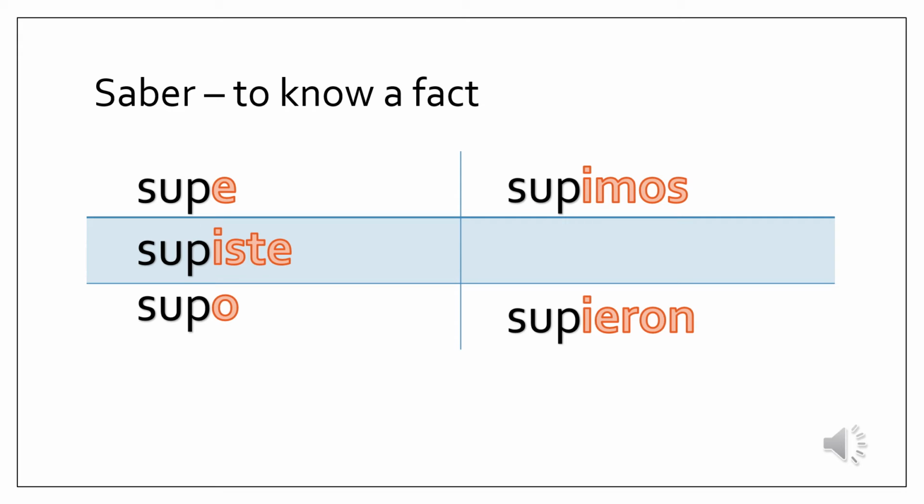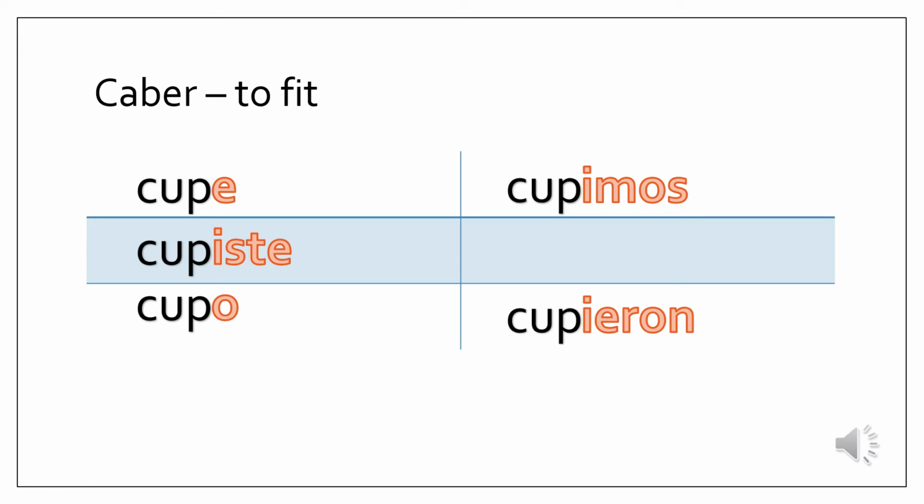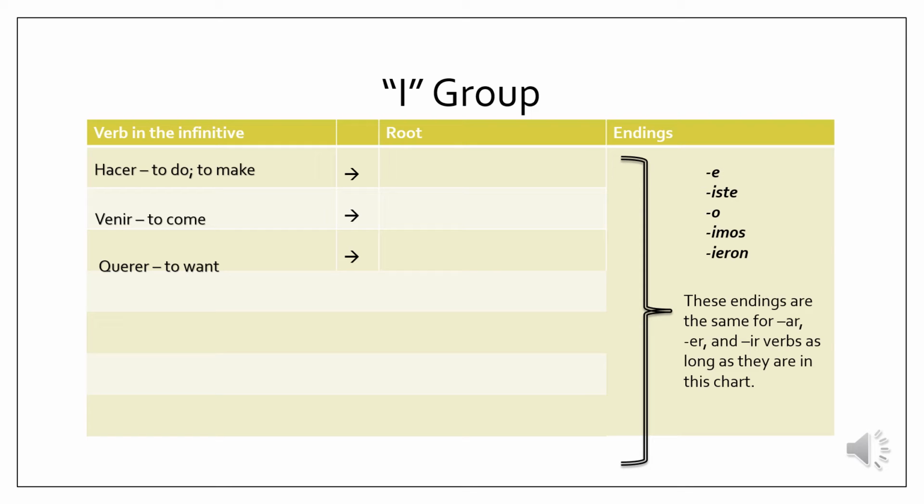We learned that saber means to know a fact, but in the preterite tense, more often than not, it translates to find out. So if you said yo supe, it would translate to I found out. And our last U group verb is caber, and the correct forms are cupe, cupiste, cupo, cupimos, cupieron.